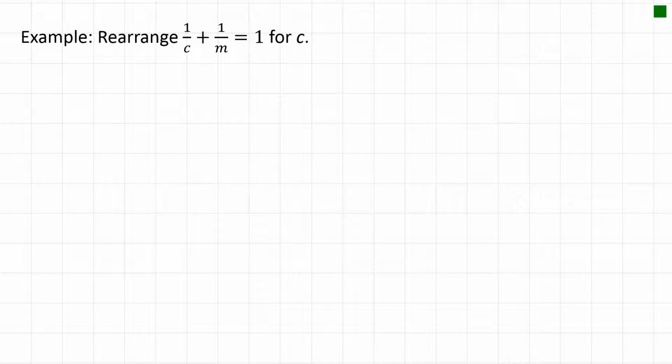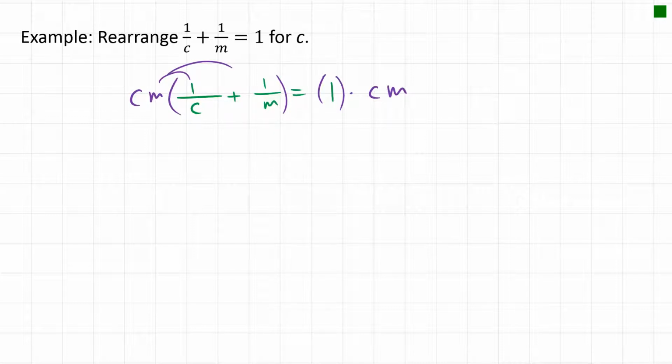So let's actually look at one of those other methods. One way to look at this is it's like a rational equation that we looked at earlier, only with more variables. But we could go at it the same way, which is to multiply by that lowest common multiple that will cancel all the fractions. So if I multiply each side of the equation by c times m, that will get rid of the fractions on the left-hand side.